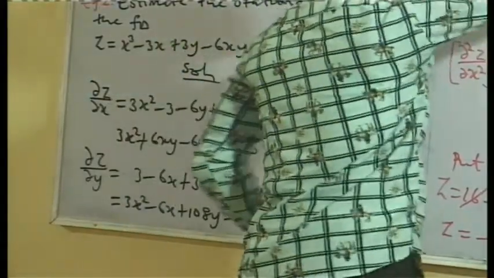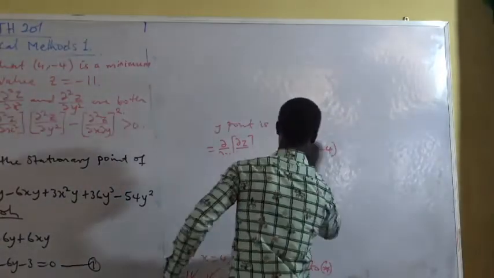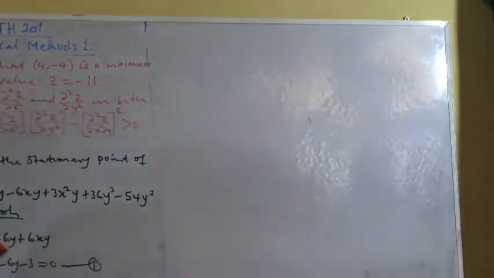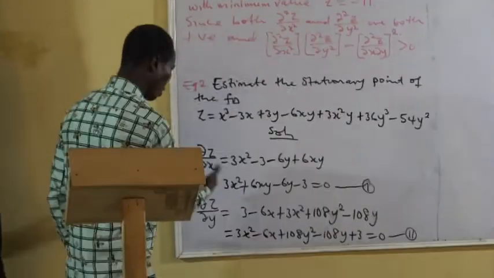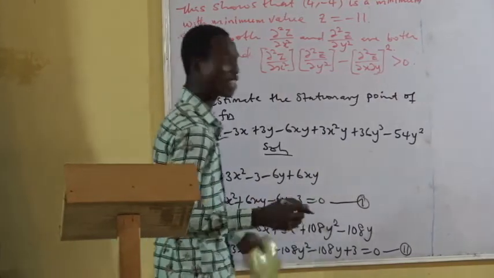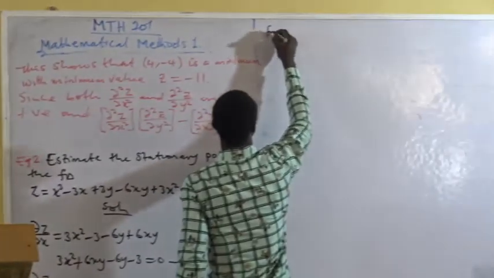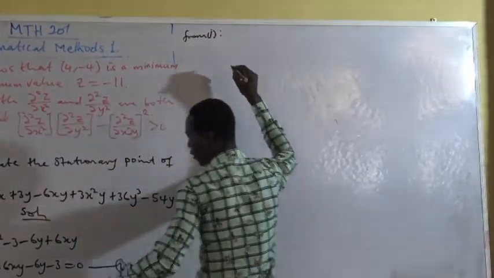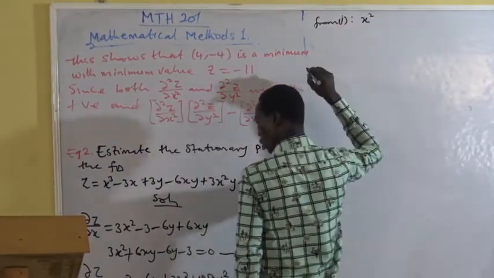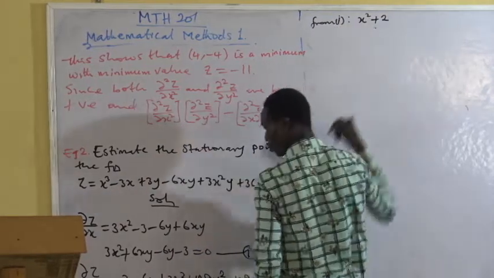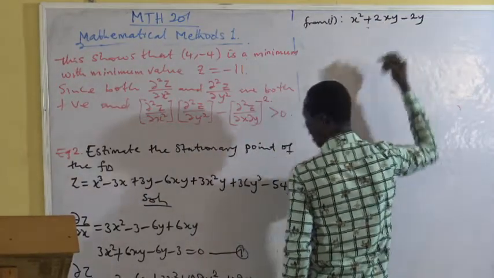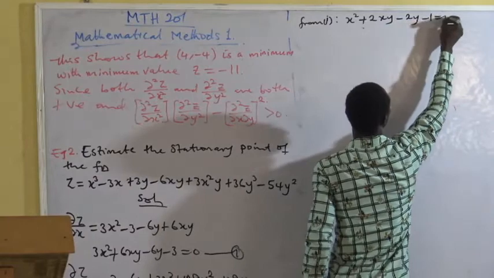I'll solve those two simultaneously. Some people will think, how will I solve this simultaneously? Very simple. What I will do is first reduce equation 1. 3 can divide each term. From equation 1, I have x squared plus 2xy minus 2y minus 1 equal to 0.